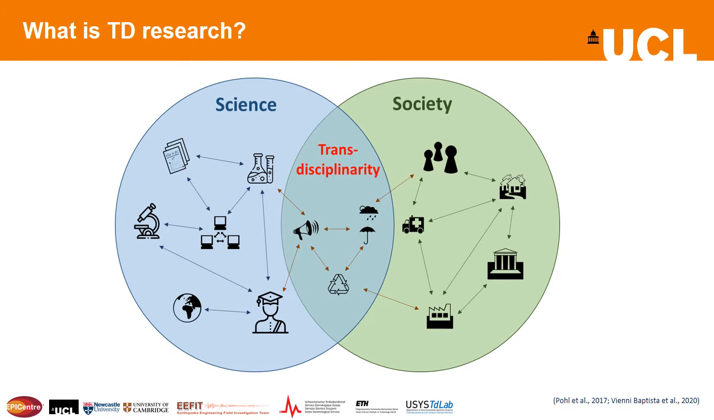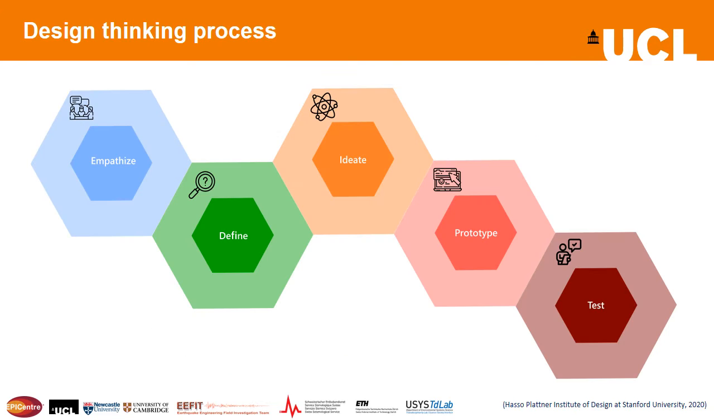The main tools and methods we use come from the design thinking toolbox that was developed by the Hasso-Plattner Institute of Design at Stanford University. This process consists of 5 steps. First, you try to understand your audiences, to talk to them, and to get their needs. Then you define the problem statement and the focus of your research. And then you start ideating solutions for your problem.